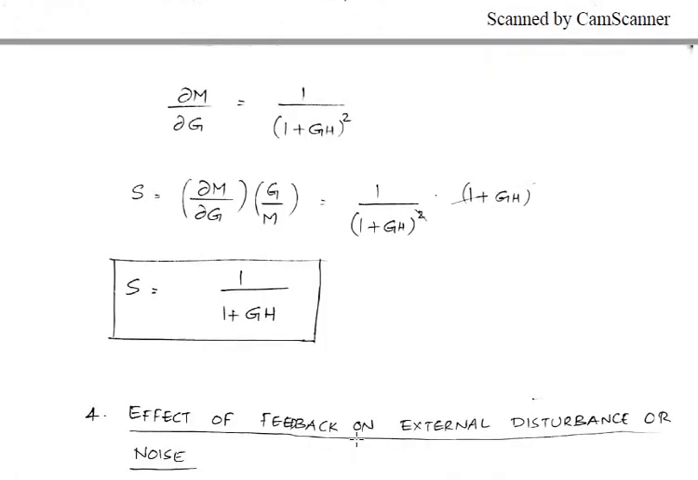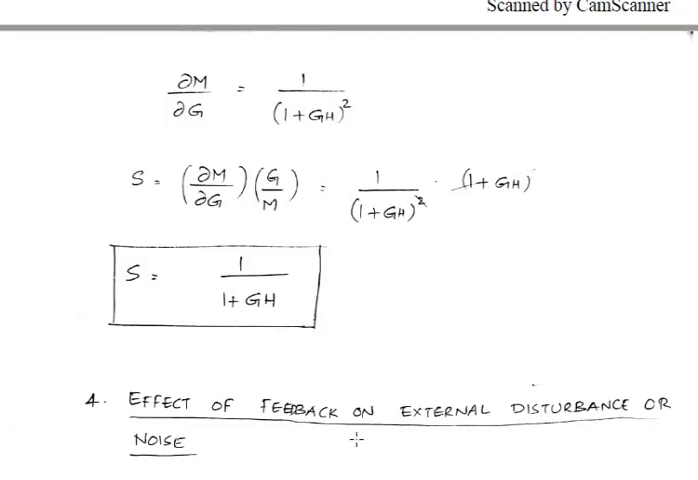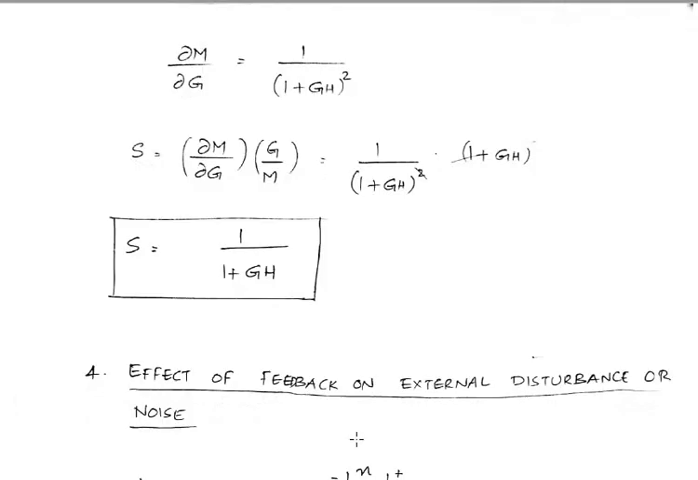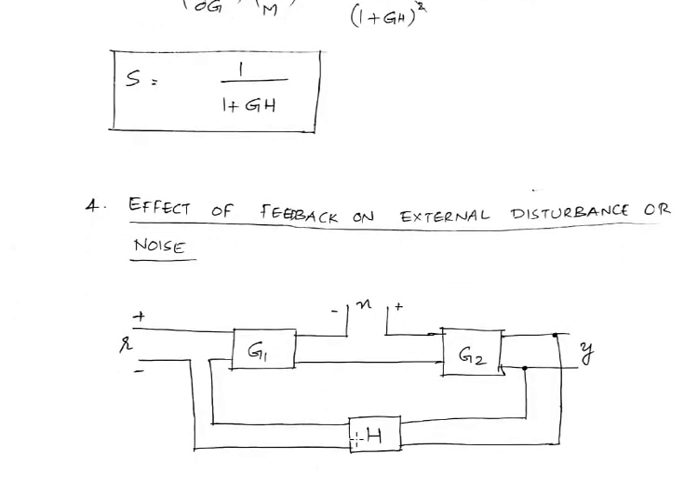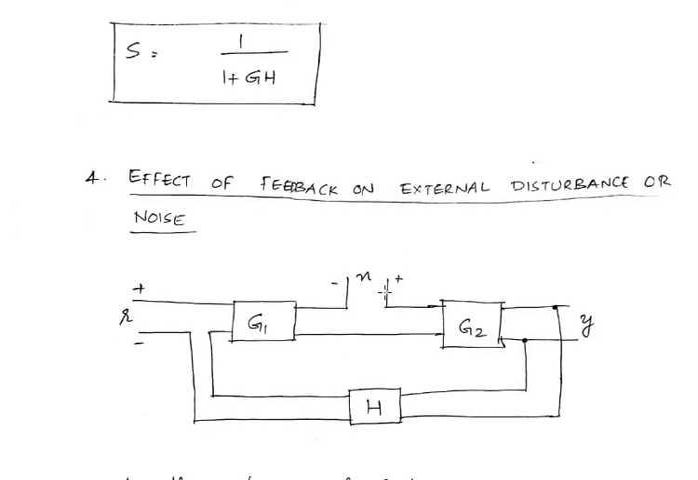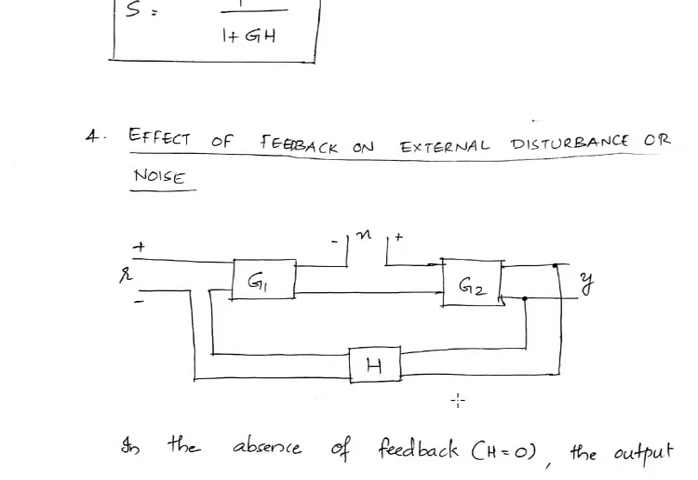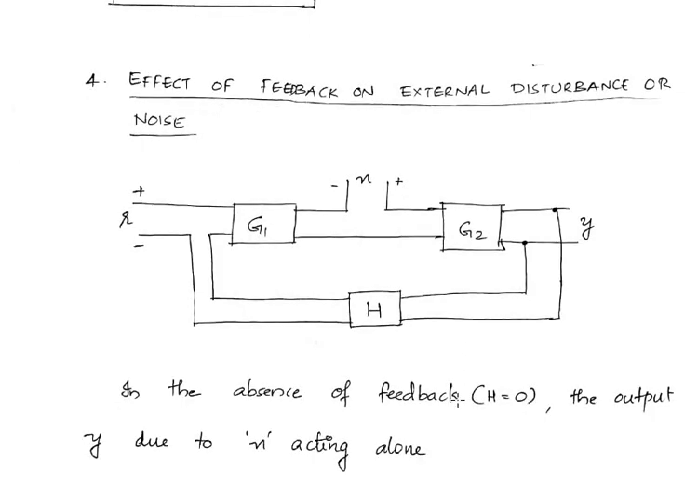Right. Now fourth point. What is the effect of feedback on external disturbance or noise? See, here we have a system. This n is the noise. Okay. So if there was no feedback, then the output due to the noise n acting alone would be G2 into n. So take a case where we don't have any feedback, and what would be the output y, which is due to this noise alone. So that y will definitely be n into G2.